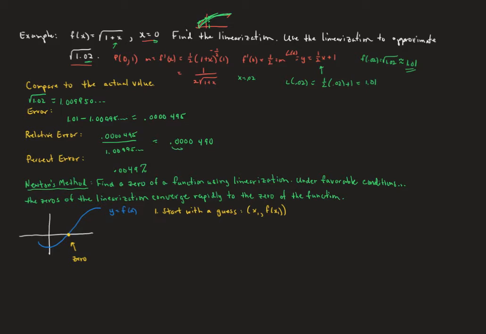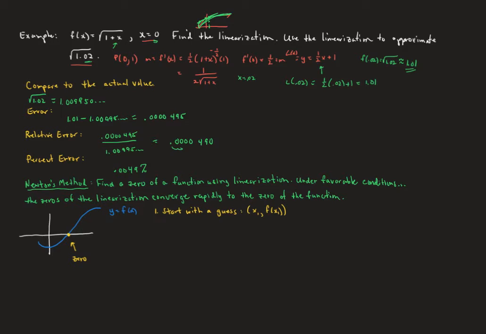Now, another use for this linearization idea is we can use what's called Newton's method, which is, I don't know if this is exactly what our calculator uses when we do the calculate zero. If it isn't the exact version, it's pretty close to this. So it's a way of using a tangent line to approximate where a function crosses the x-axis.